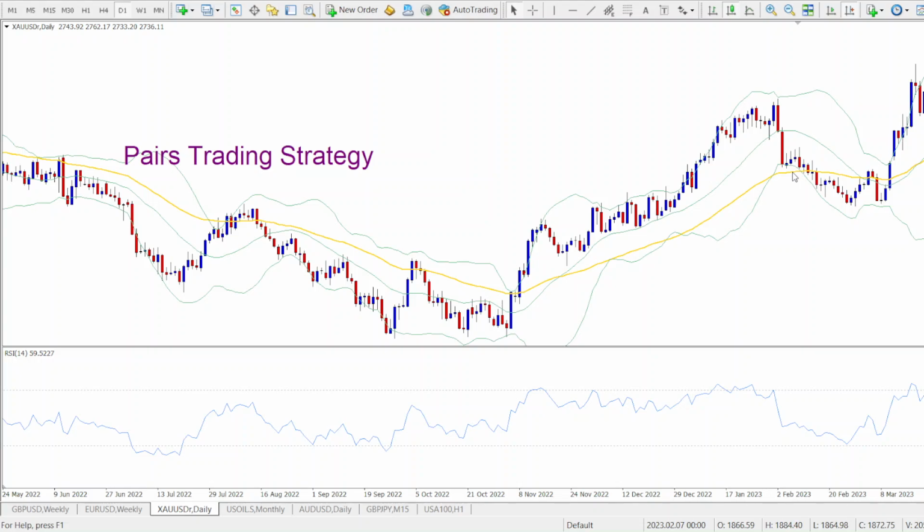Pairs trading is a powerful tool that, when applied correctly, can enhance your trading experience and boost your overall confidence.